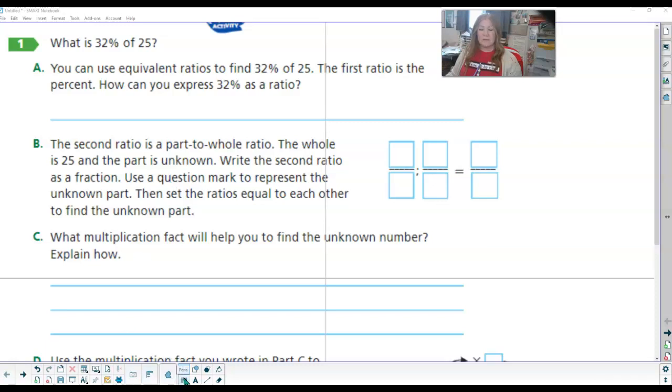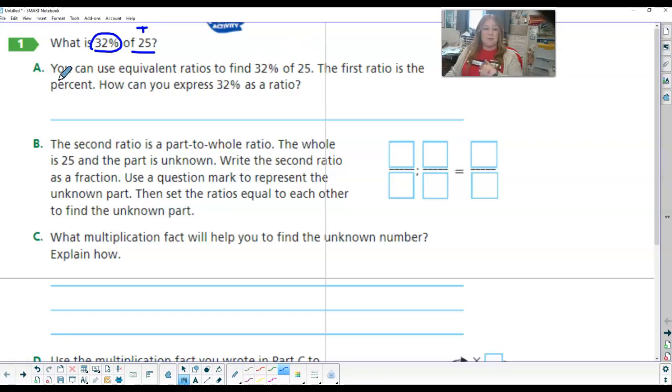For task 7.2, task 1, it asks us what is 32% of 25. So "of" is telling me what it is out of. That's a total. So we can use equivalent ratios to find 32% of 25.